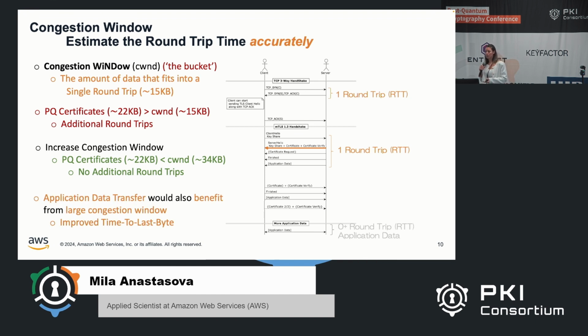It is actually important to mention that the application data transfer is also going to benefit from this increased congestion window. In other words, it is going to improve the customer experience, or the time to last byte. This is actually the reason why nowadays a lot of servers tend to set their congestion windows to larger values.